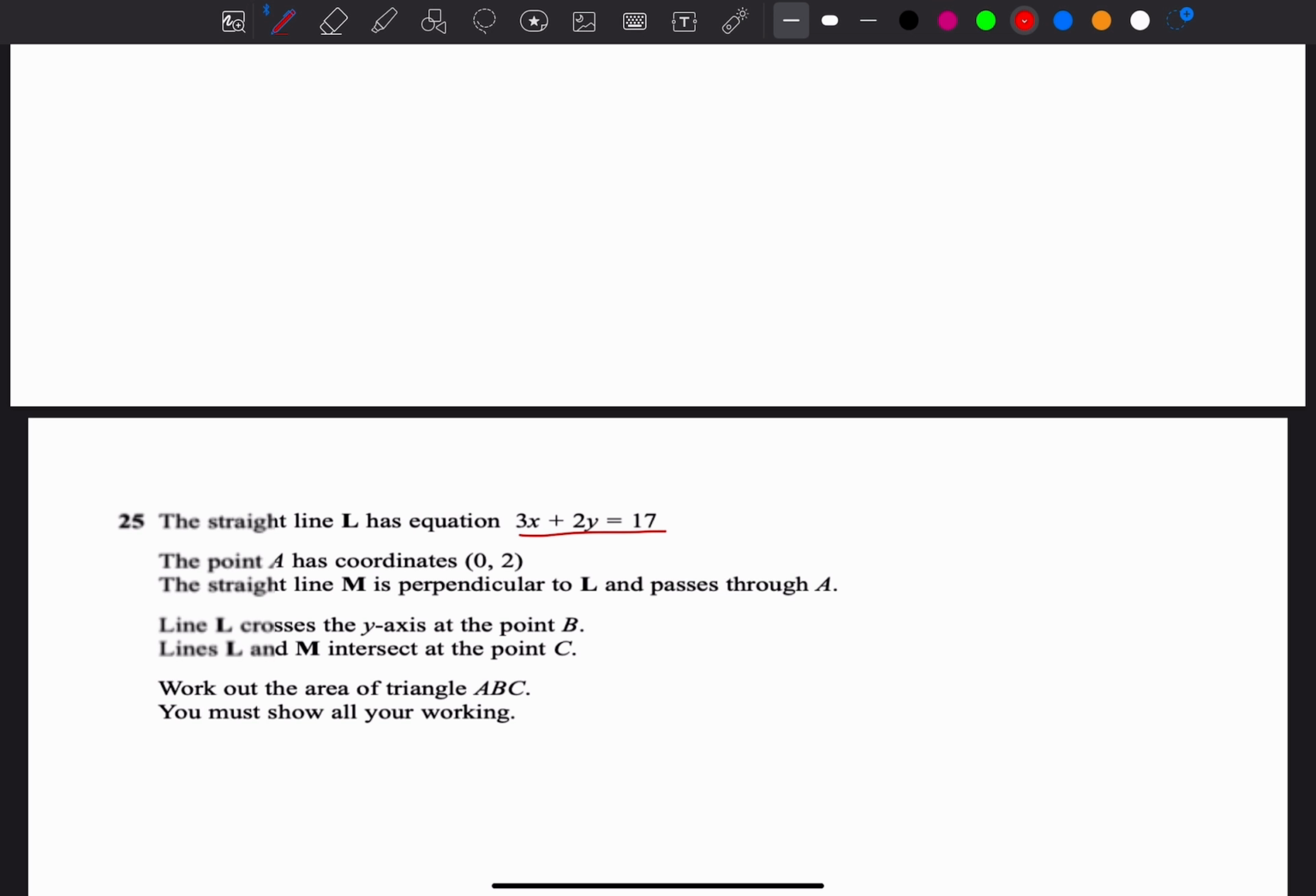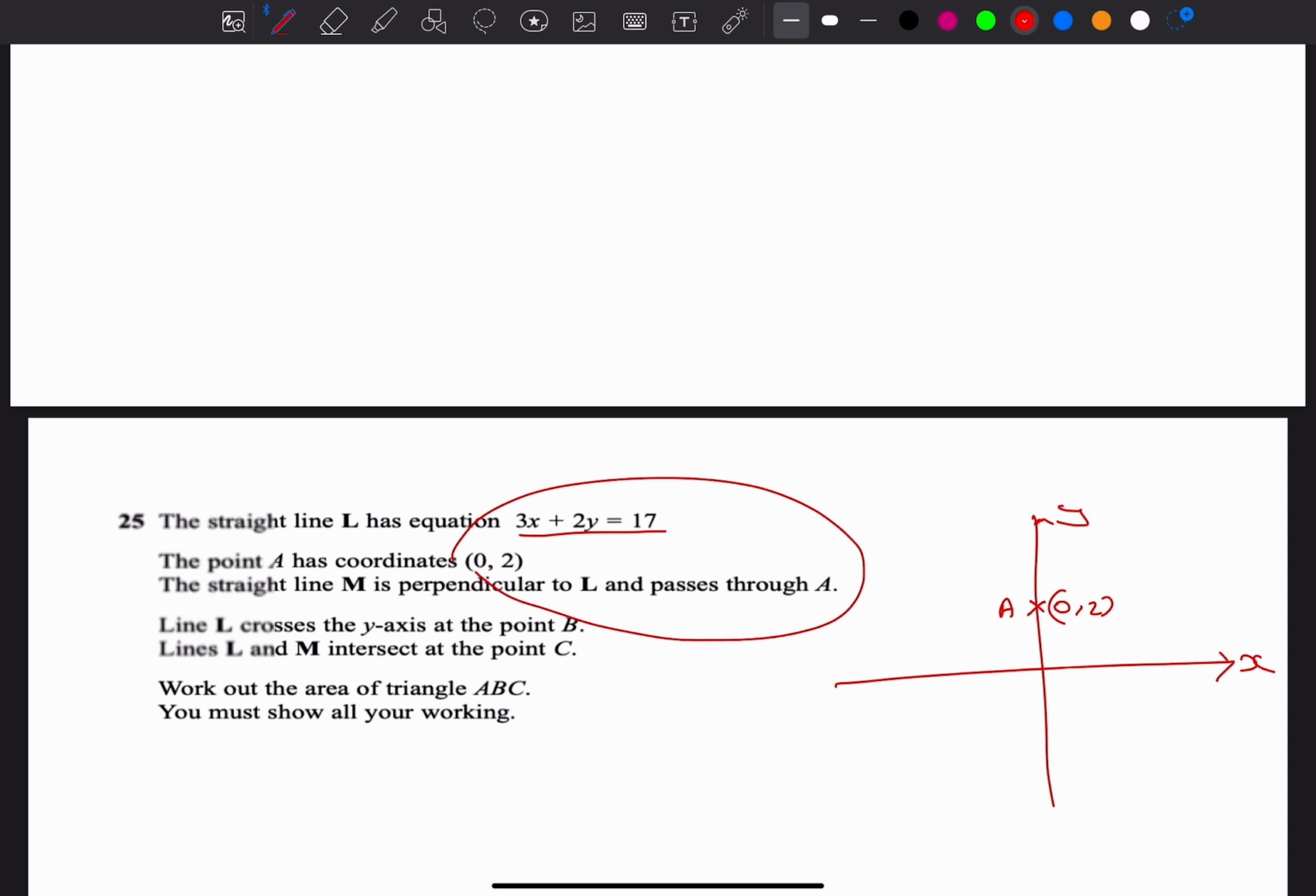Okay, so I could do a small sketch on this. X and Y. The point A has a coordinate of 0, 2. M is perpendicular to L and goes through point A. So I can work out the equation of M, because that is L.